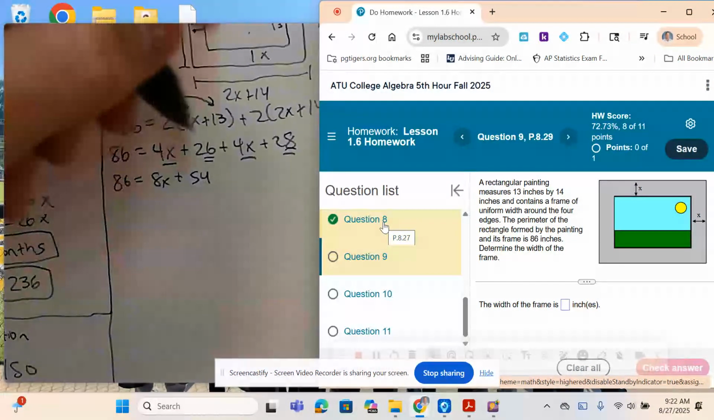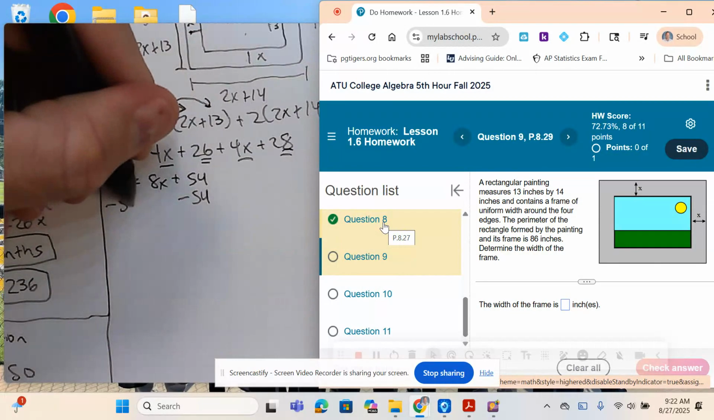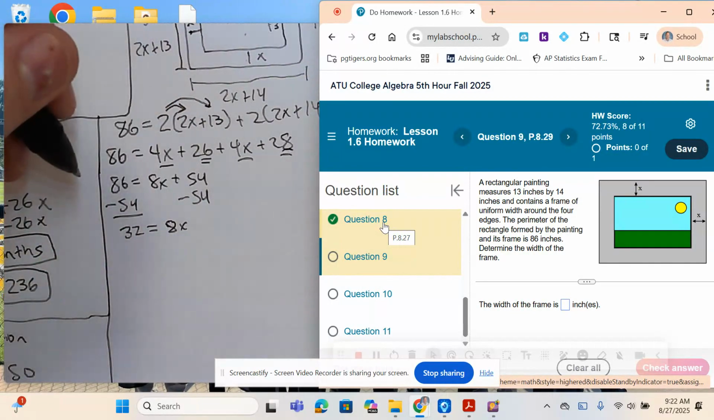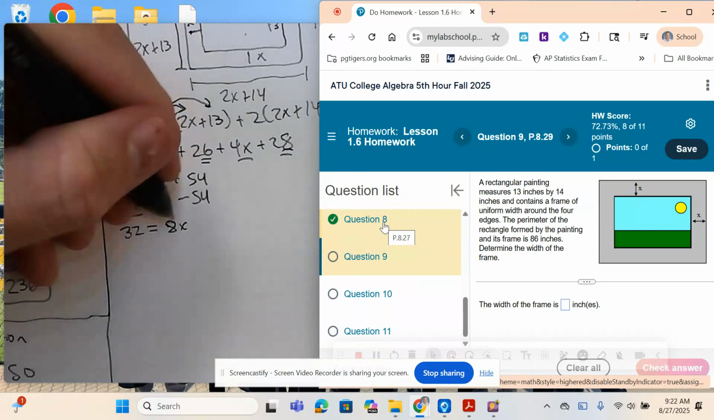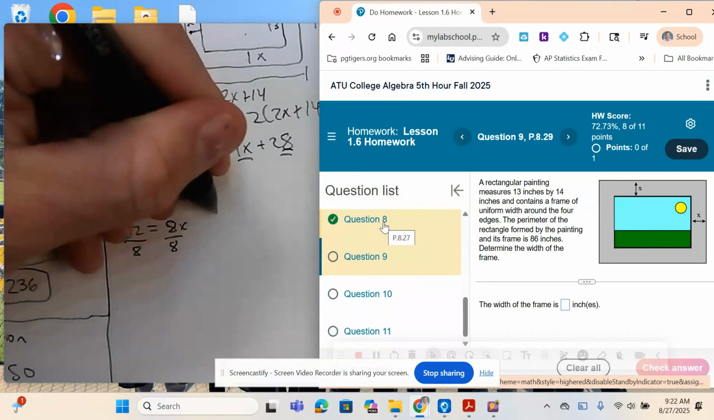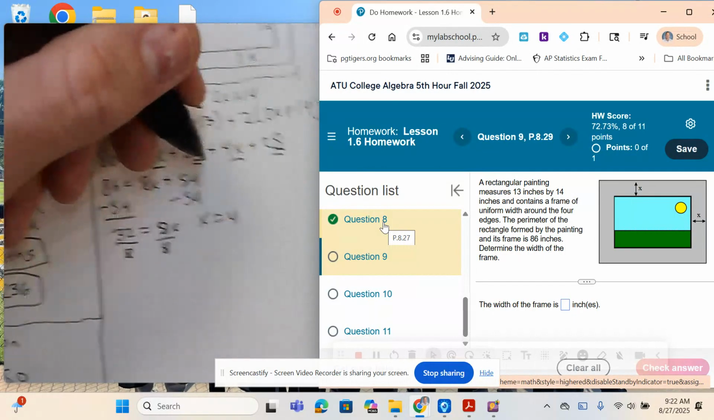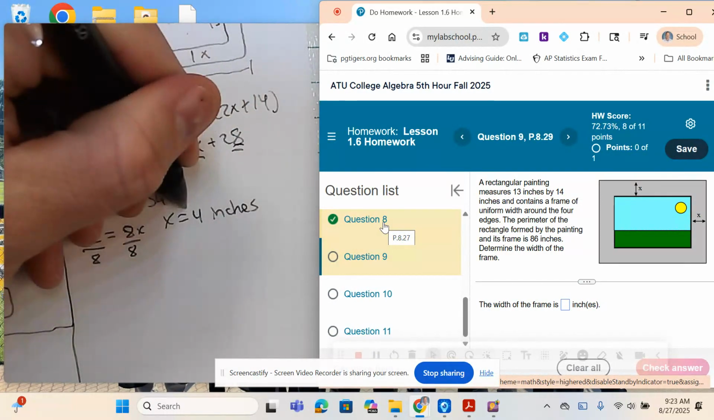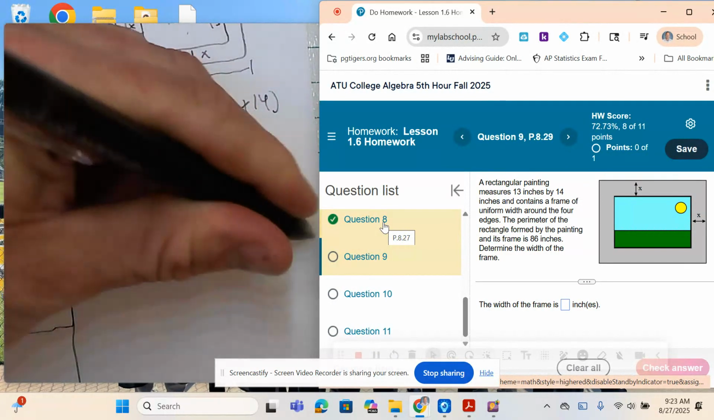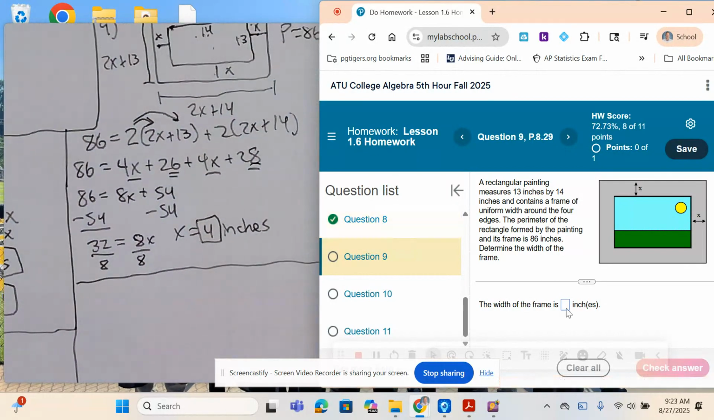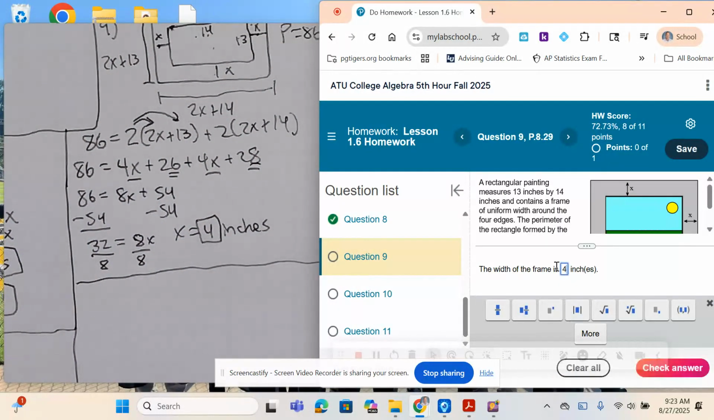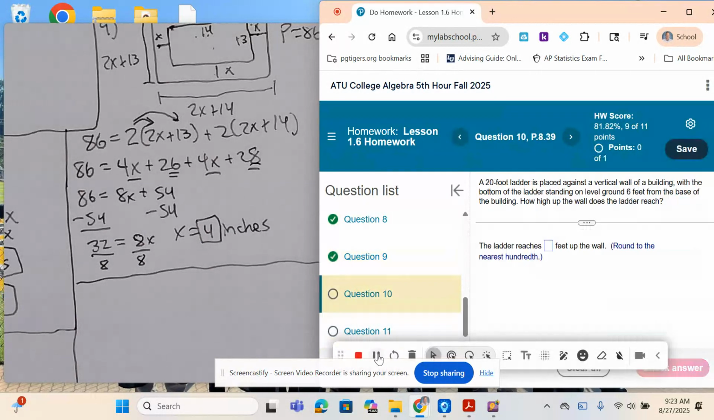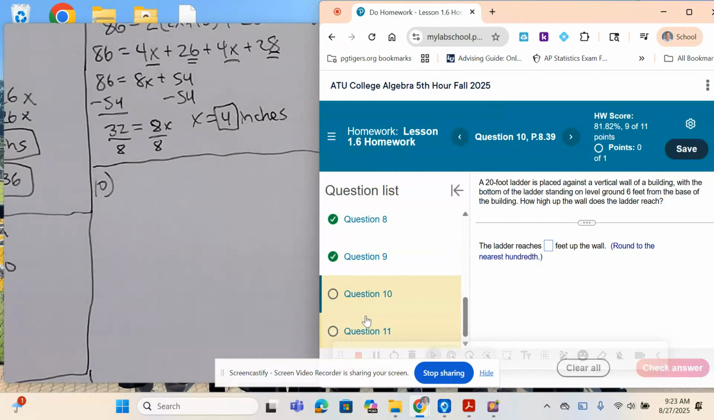So then I get to subtract 54. Now I'm solving, you've got to be careful too. I'm solving for X because they want to know the width of the frame, and that's what the X is, the width of the frame. So X equals 4 inches, the width. Okay, so it's 4 inches. Please be right. All right, I'll pause.